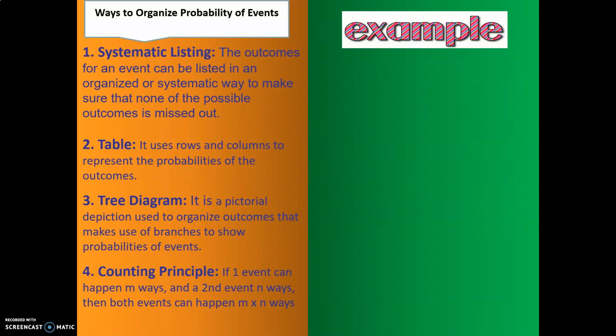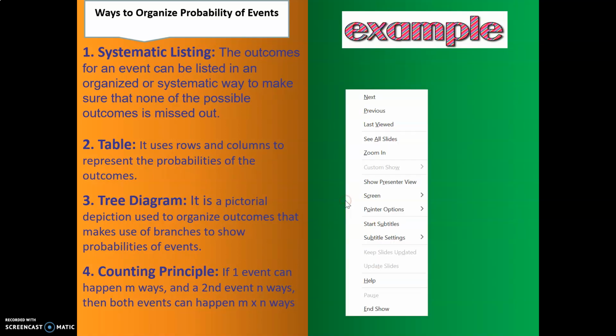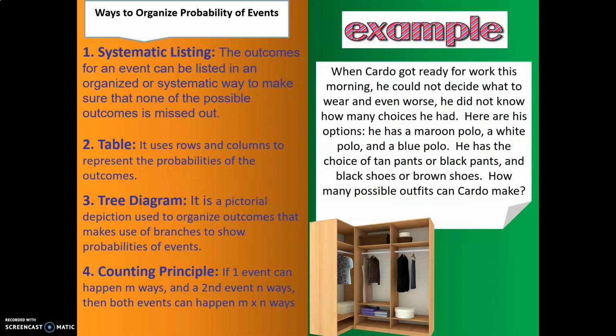To elaborate this further, let's have some example. The problem goes like this. When Carlo got ready for work this morning, he could not decide what to wear, and even worse, he did not know how many choices he had. Here are his options. He has a maroon polo, a white polo, and a blue polo. He has the choice of tan pants or black pants, and black shoes or brown shoes. How many possible outfits can Carlo make?